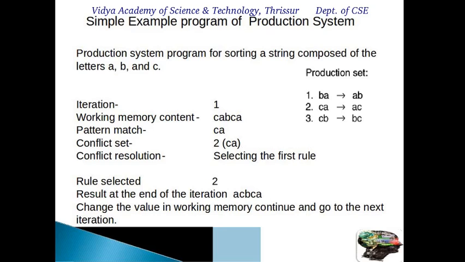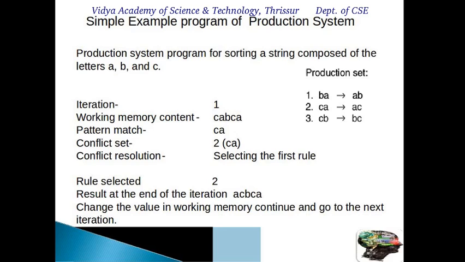In the next iteration, only one condition is satisfied, that is CA. Corresponding to the condition CA, the rule is 2. The action is AC. So there is no conflict. There is no need to select anything because only one condition is satisfied, and there is only one rule corresponding to that. So we can easily select that rule without any confusion.